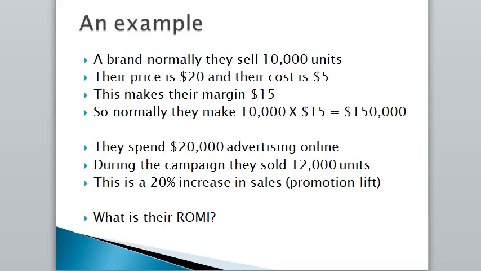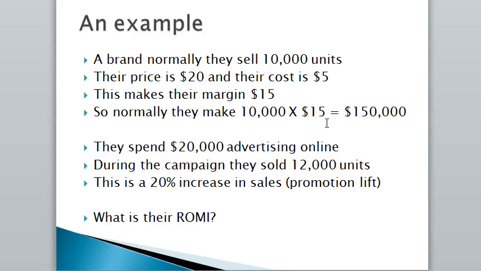Okay, let's work through an example for the same firm or brand. Normally they sell 10,000 units. The price is $20, their cost is $5. That gives them a $15 margin. So normally in this period they would make $150,000.